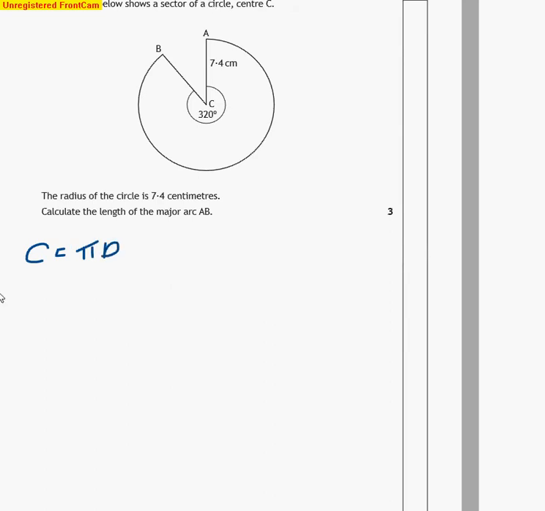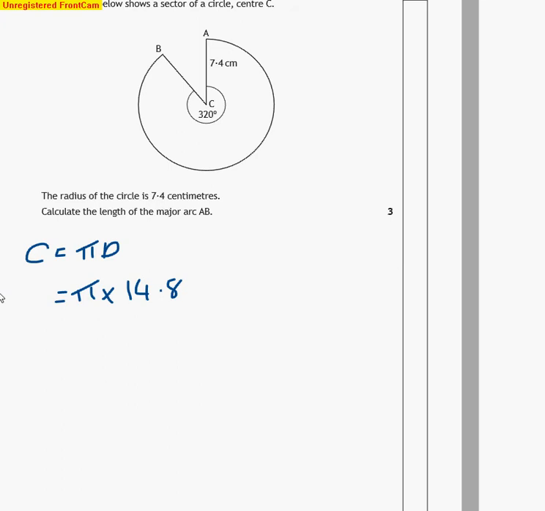So say that we're asking for the whole circle here. What is the circumference of a circle? That'd be quite easy. It's pi times the diameter, which would be twice 7.4, so it's going to be 14.8. That'll be the entire circle.